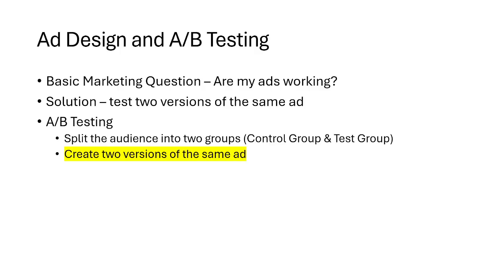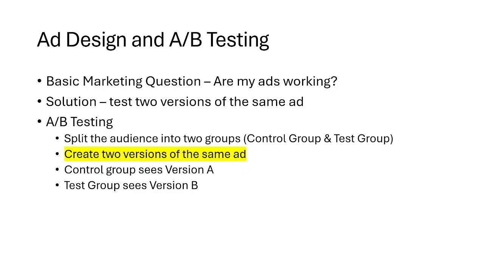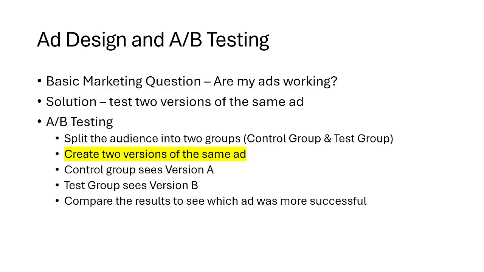You create 2 versions of the same ad, but with one change. So one of the ads will have a change. Either the design has changed, maybe the colors have changed, and we're going to look at examples of that. The control group sees version A of the ad, and the test group sees version B of the ad. You run the ads, and then you compare the results to see which ad was more successful. And whichever ad was more successful, that's the one you go with.